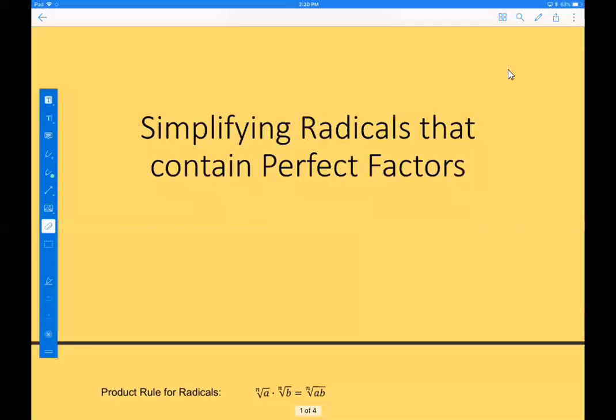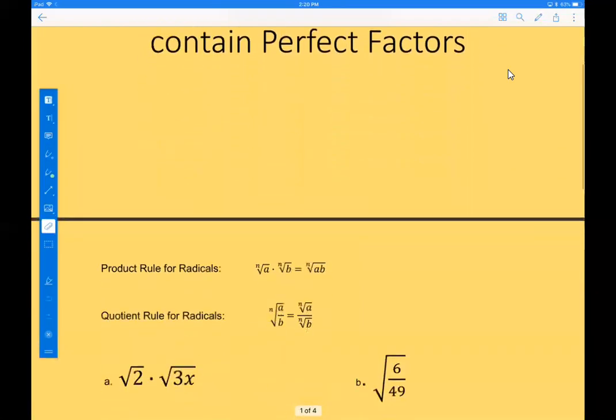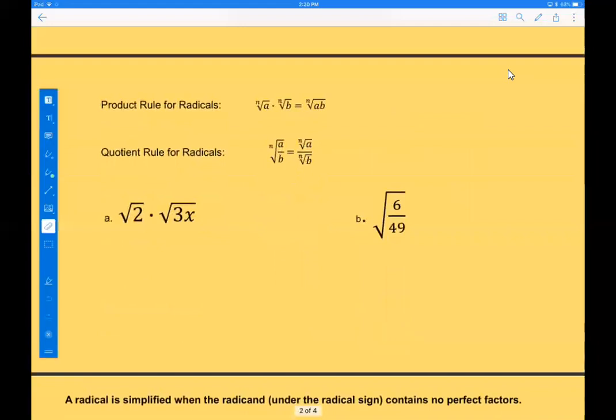This lesson we're going to continue simplifying radicals, but these radicals will not be perfect squares or perfect cubes. They will contain perfect factors. Let's look at two rules here.